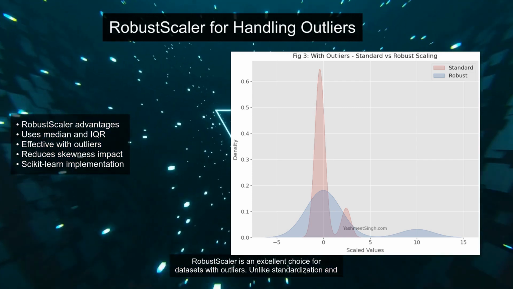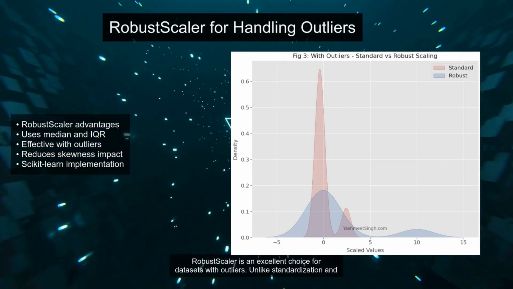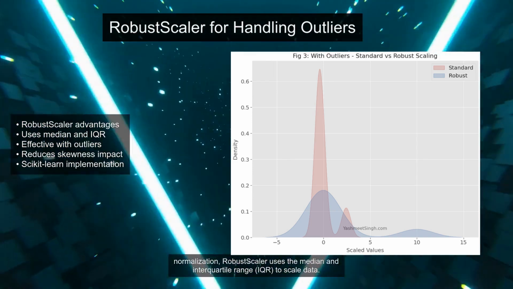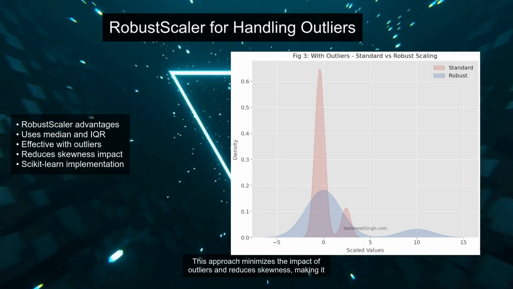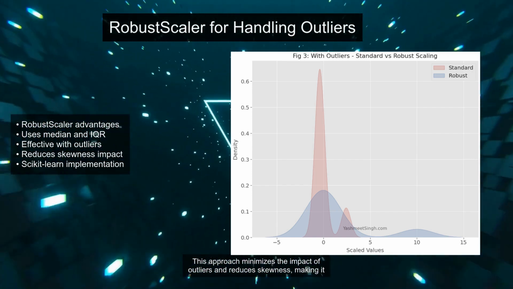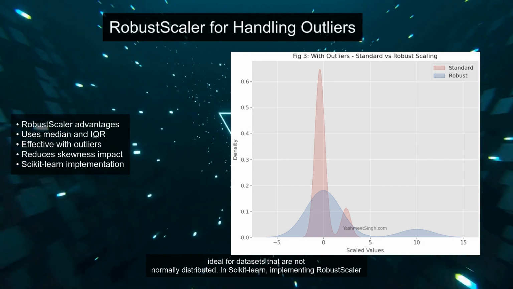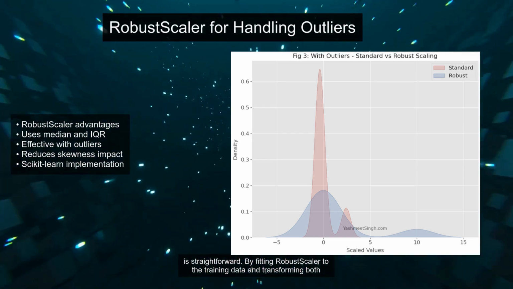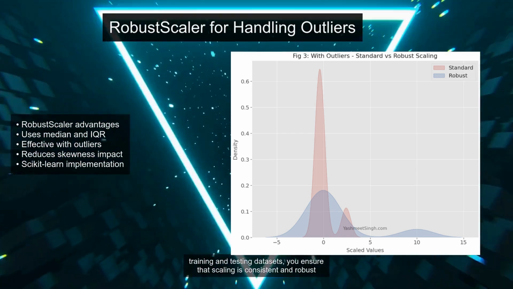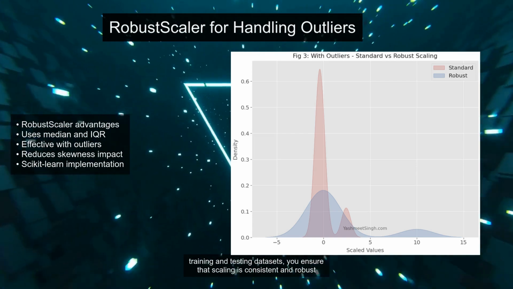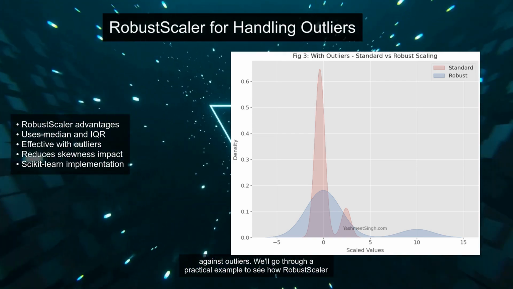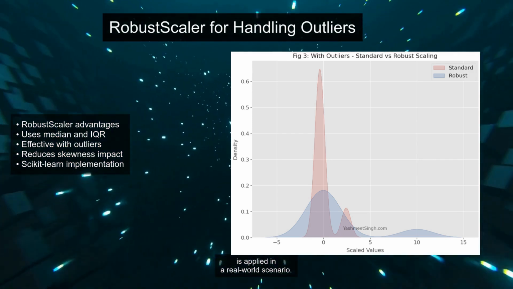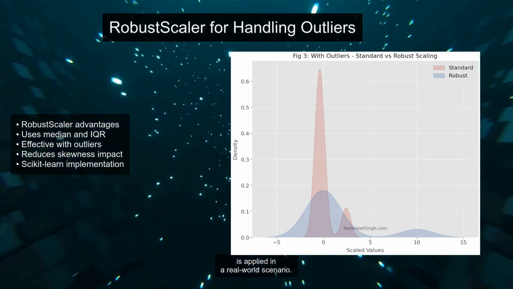Robust scaler is an excellent choice for datasets with outliers. Unlike standardization and normalization, robust scaler uses the median and interquartile range, IQR, to scale data. This approach minimizes the impact of outliers and reduces skewness, making it ideal for datasets that are not normally distributed. In Scikit-learn, implementing robust scaler is straightforward. By fitting robust scaler to the training data and transforming both training and testing datasets, you ensure that scaling is consistent and robust against outliers. We'll go through a practical example to see how robust scaler is applied in a real-world scenario.